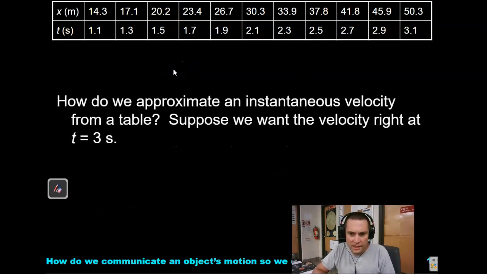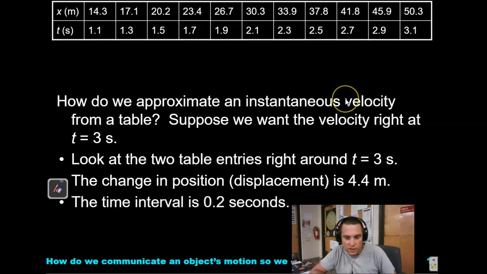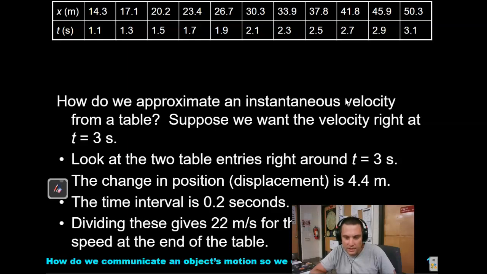And how do we approximate an instantaneous velocity from the table? Suppose we want the velocity right at 3 seconds. Okay, we're going to go to 3. Oh, 3 seconds isn't on our table. So we're going to look at the two that are around 3 seconds. The change in position is 4.4 meters, and the time interval is 0.2 seconds. Dividing these will give us 22 meters per second at exactly 3 seconds, which is pretty cool.